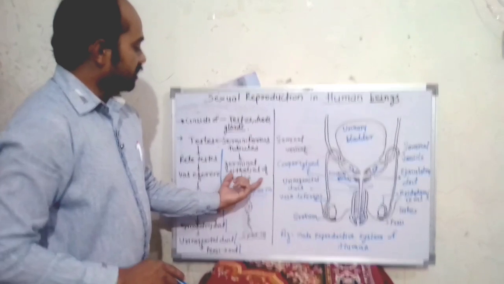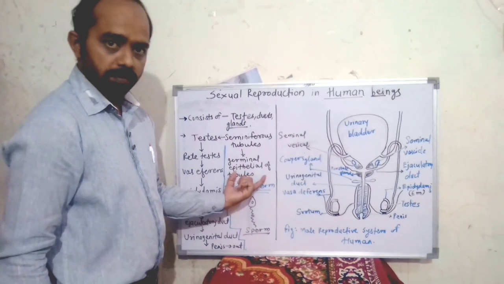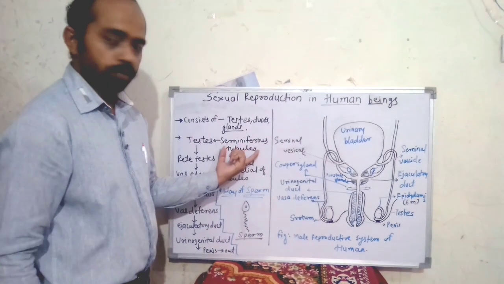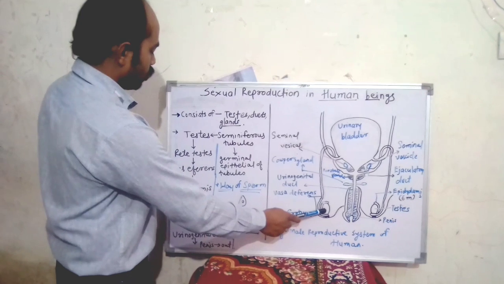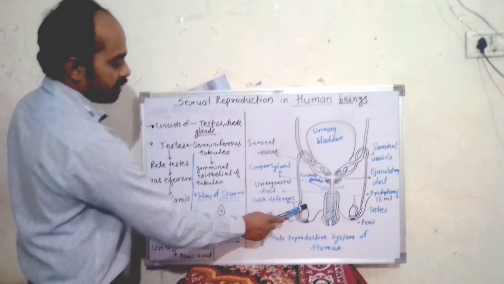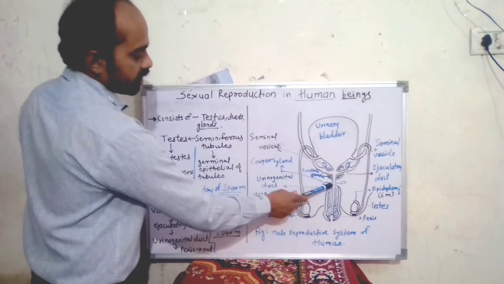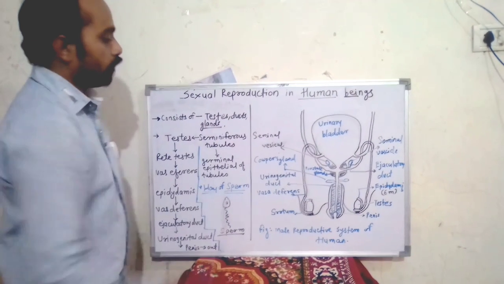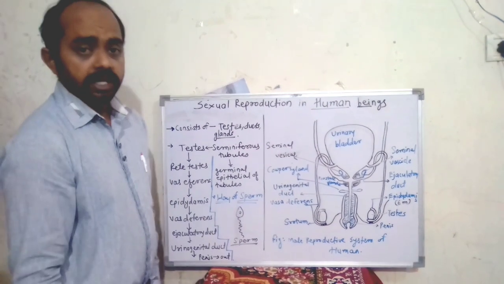I repeat, the germinal epithelium of the tubules will produce the sperms by the process of meiosis. Then the sperms will be pushed towards the seminiferous tubules. From the seminiferous tubules, they go to the testis. From the testis, they go to the rete testis. Then vasa efferentia, epididymis, vasa deferentia, ejaculatory duct, urinogenital duct, penis, and outside the body. So this is the way of the sperm, and this is all about the male reproductive system.